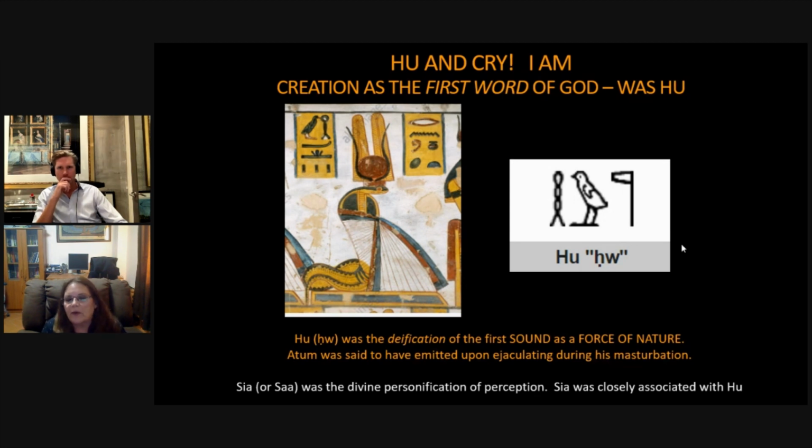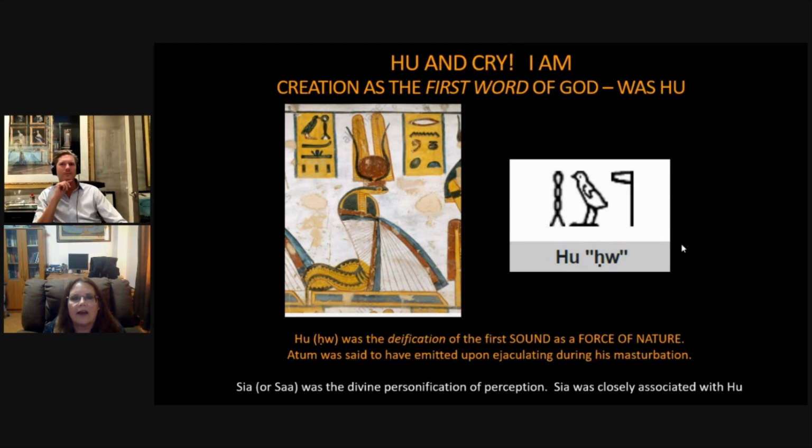Sia was the divine personification of perception. Sia was closely associated, as I said, with Hu because together, you know, sound, sine wave, if you have that sound wave, you begin to perceive. This is consciousness. As we kept saying in earlier discussions, consciousness itself exists within the torus field, right? So it comes together as one expression.